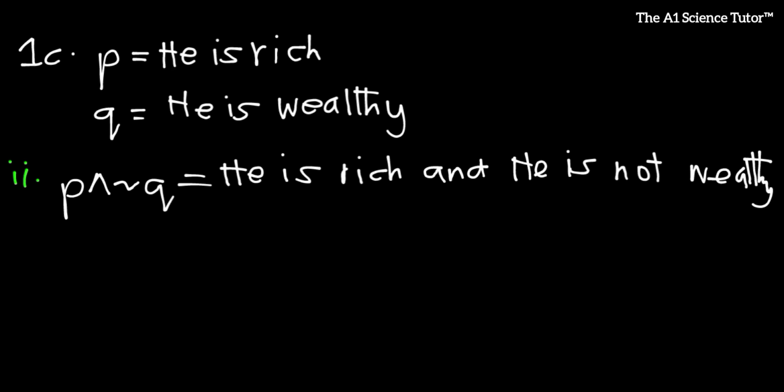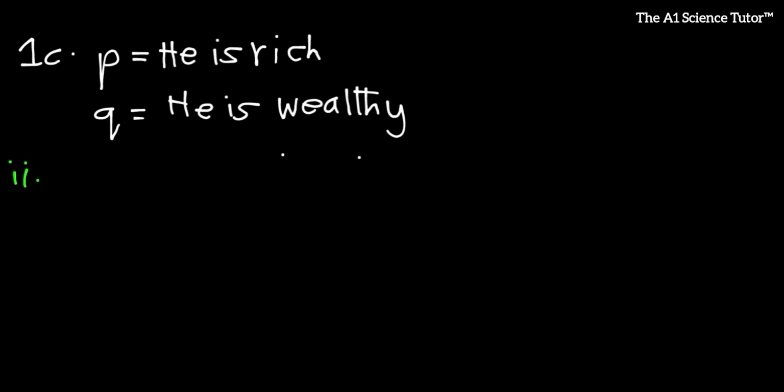You could also say it in the other way. He's rich but not wealthy. You could also say it like that if you want. That's in more grammatical, palatable English. But remember, it's math we are doing here, so that may not really come in handy. You just want a direct interpretation of what you see there.